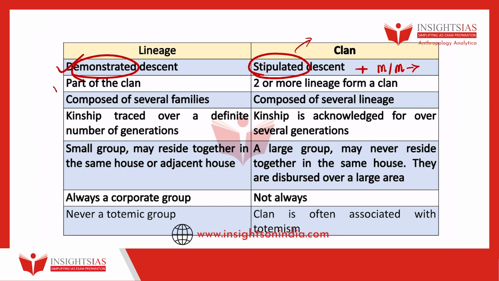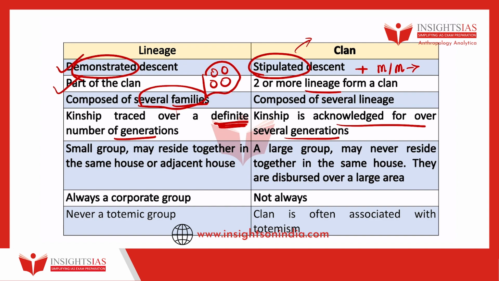Then lineage is part of the clan. So it is made up of several families. You can draw a diagram, showing several families who are related to each other. It's a type of unilineal descent group composed of several families, whereas clan consists of two or more lineages, and when lineages come together, they constitute a clan. Then kinship in case of lineage can be traced over a definite number of generations. It has to be a fixed number of generations. Beyond that, it will be considered a clan. So the kinship is acknowledged over several generations.